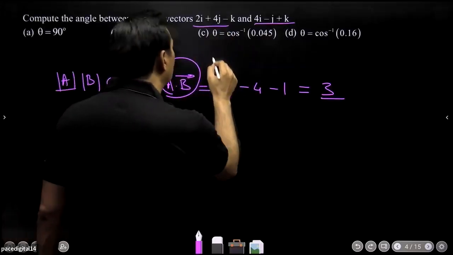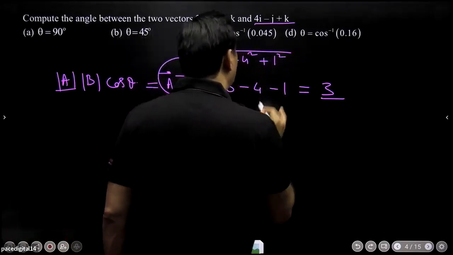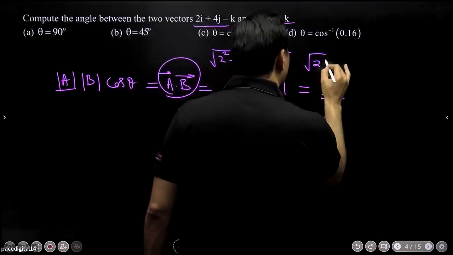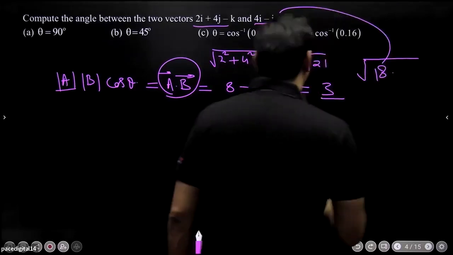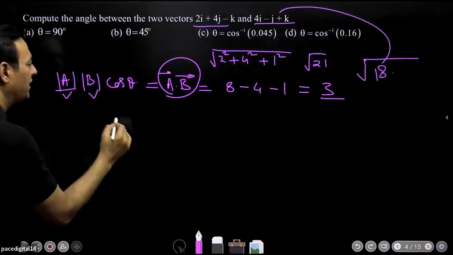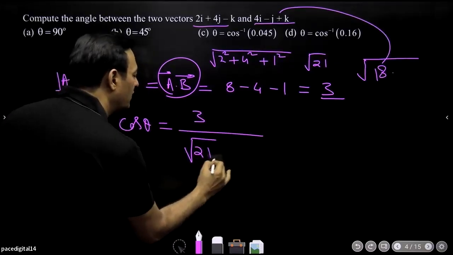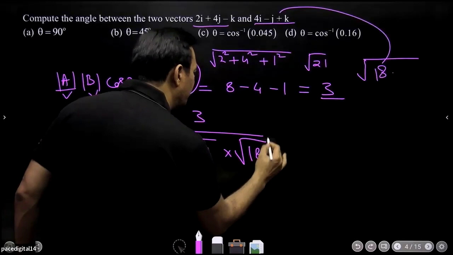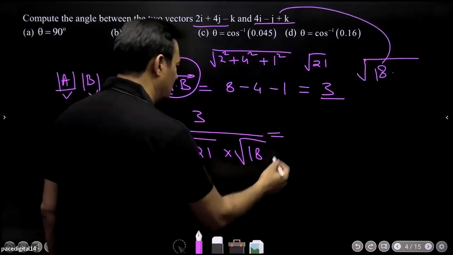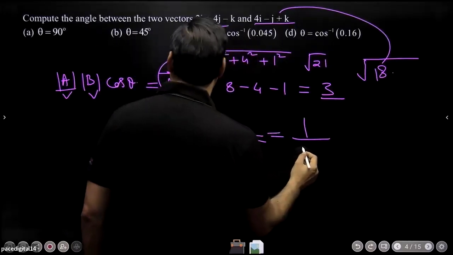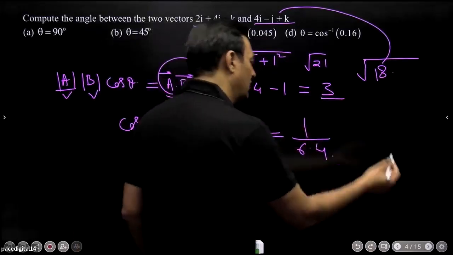What is the magnitude of A? Magnitude of A is root of 2 square plus 4 square minus 1 square, 21. This is root 21. What is the magnitude of B? Root 18. So cos theta will be equal to 3 divided by root 21 into root 18. Can it be simplified? It will become cos theta equal to 1 upon root 42, equal to 1 upon 6.4 approximately. So theta is equal to cos inverse 0.16. Okay, sir, option D. We got it.